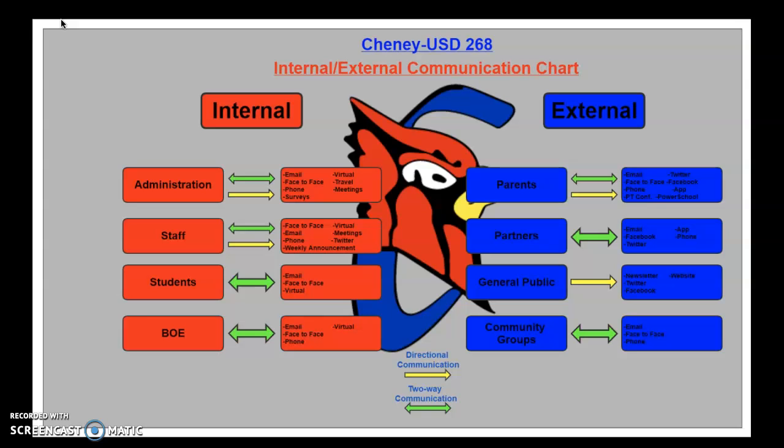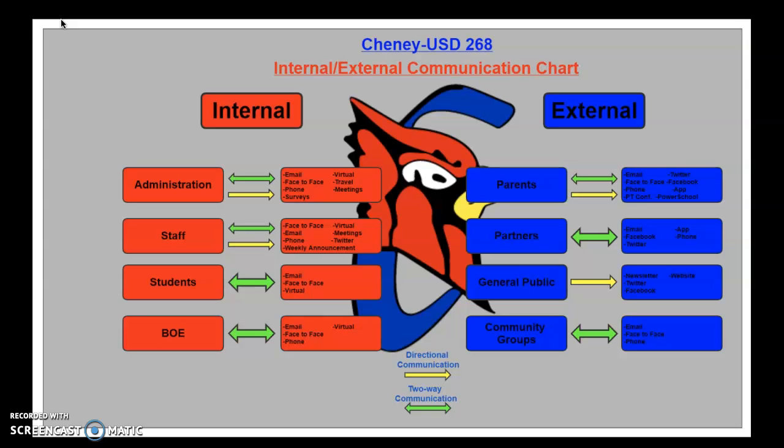This assignment was to create an internal and external communication chart for Chini USD 268. I chose to use a software called Glyphy to create my chart. The reason I chose the software was because I have not used this prior to this assignment, so I thought I would see how I liked it. Glyphy made the creation of this chart really pretty easy. The software is limited somewhat, but I did not really have any troubles in creating the chart.